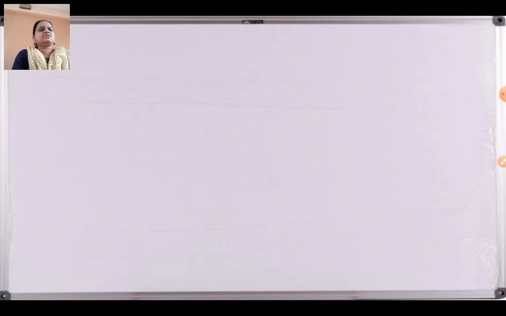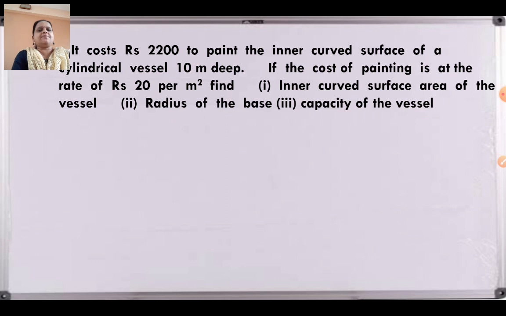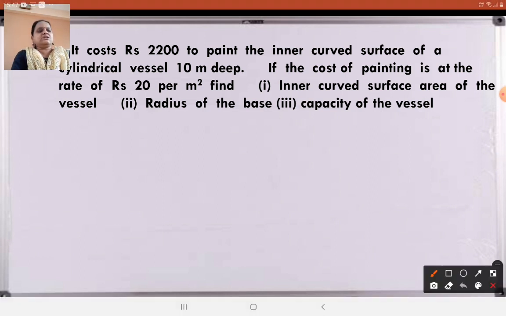Now we will continue with the second sum. Next one, question number 5. It cost rupees 2200 to paint the inner curved surface area of a cylindrical vessel 10 meter deep. If the cost of painting is at a rate of rupees 20 per meter square, then find out the inner curved surface area of a vessel, radius of a base and capacity of the vessel. Let us understand the first sum. What is given? The total cost is given and the rate of costing, that is 20 per meter square.